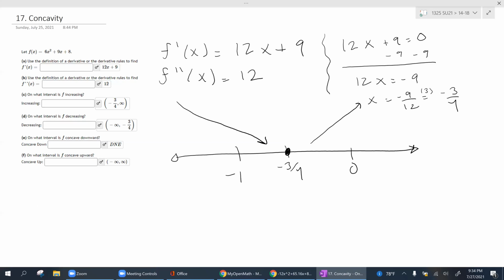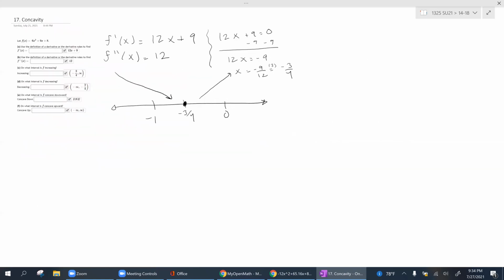So this goes up, meaning this is concave up. It's increasing from -3/4 to infinity, and it is decreasing from -infinity to -3/4. You would say this is concave up from -infinity to infinity. Is it concave down? No, it's not concave down. Also, the second derivative tells you the concavity of this function.